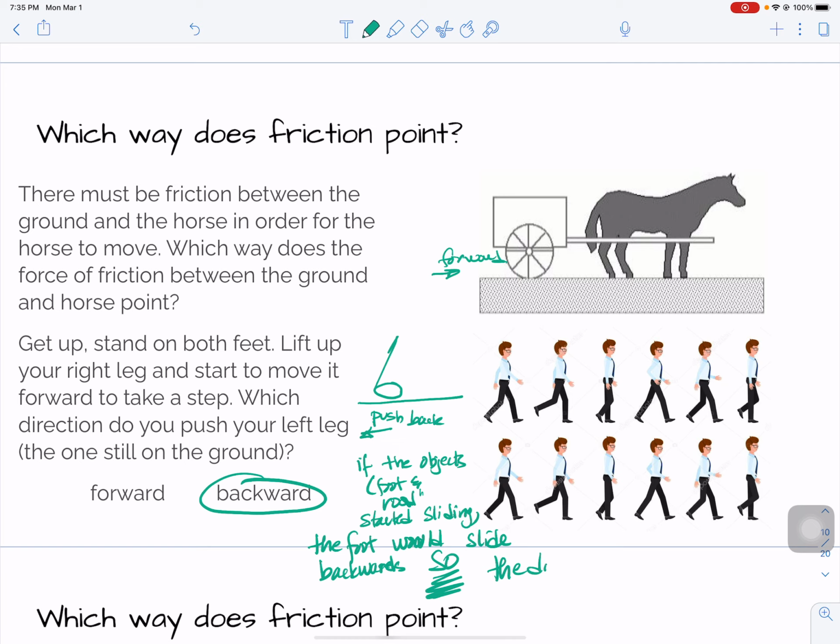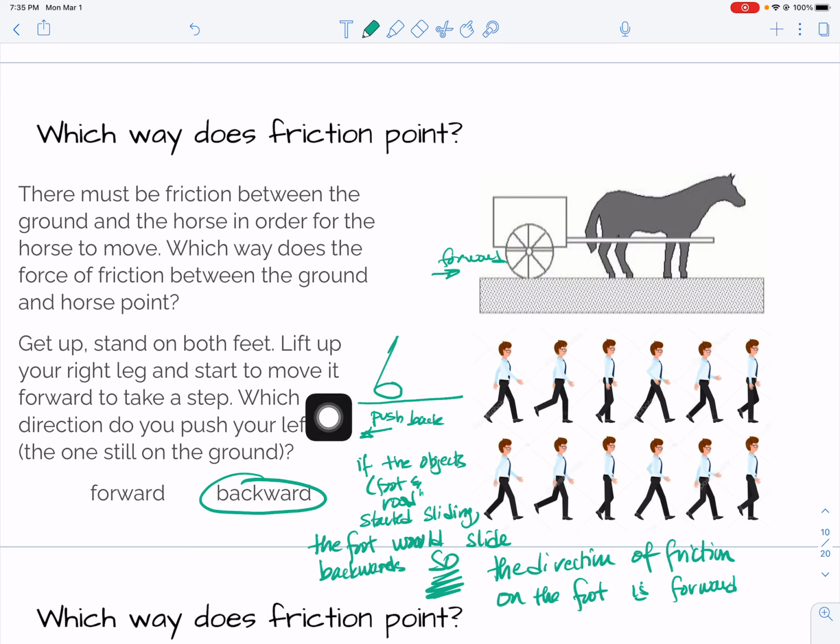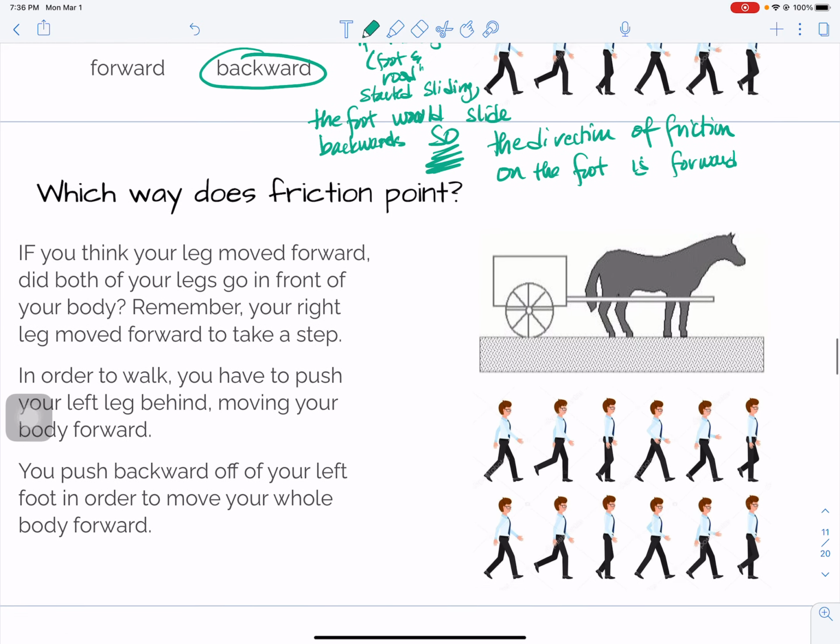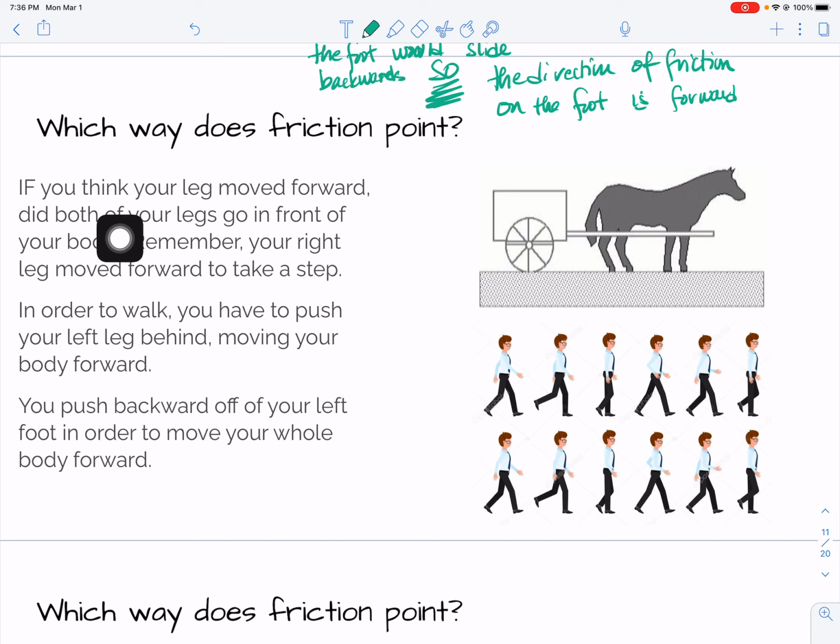So the direction of friction on the foot is forward. So if these were going to slide, the foot would slide back, and so the force of friction would oppose the motion, and so friction would be that way. Okay. So if you think your leg moved forward, both of your legs go in front of your body. Remember, your right leg moved forward to take a step. In order to walk, you have to push your left leg behind and you move your body forwards. So you push backward off of your left foot in order to move the whole body forwards. And so again, if there's a slide, the slide would be your foot sliding backwards, and so friction has to point forwards.